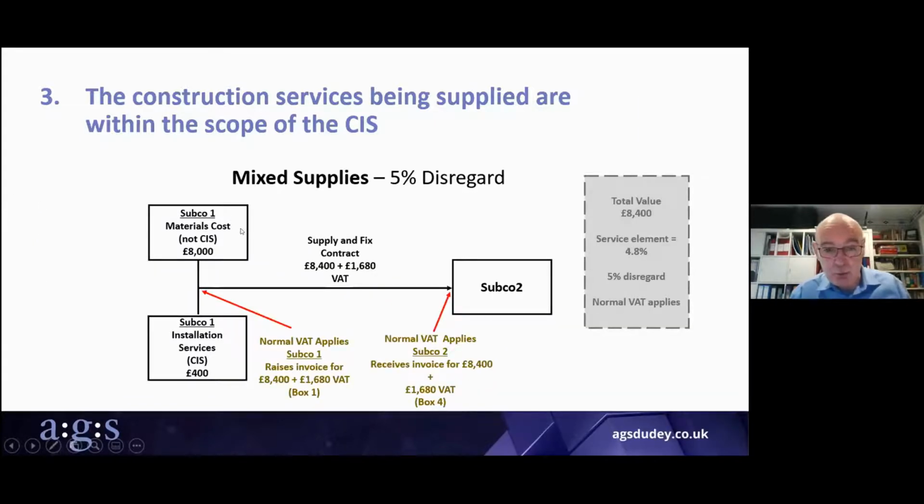It's the same as the last one, but the value is slightly changed. In this case, the materials cost is 8,000 and the construction service element is 400. This means, if you look at the grey box there, that the service element is below 5%, it's 4.8% here. That means the disregard kicks in, and it means that we go back to normal VAT, with the supplier declaring the VAT and the customer recovering it.